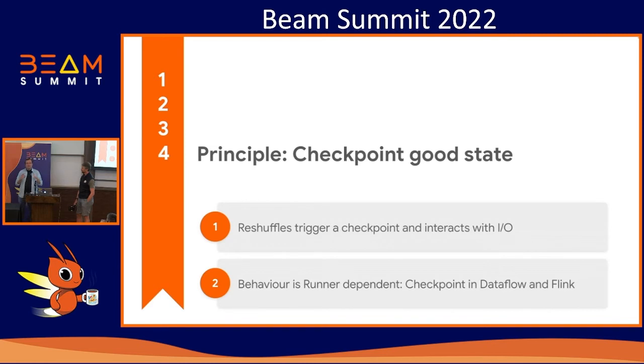It's kind of like a runner-dependent behavior that has leaked into the Apache Beam model somehow, because not all the runners work in the same way for the transform, okay? But it may be useful in some scenarios.